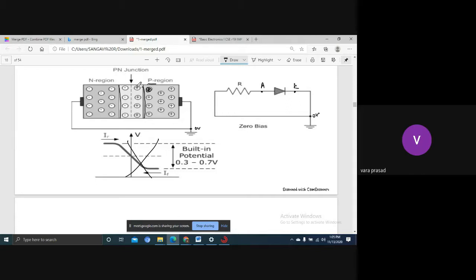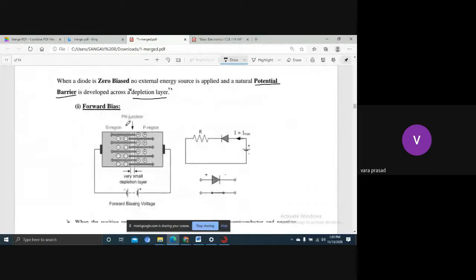It consists of positive charge and negative charge. Definitely it can provide some voltage. That voltage is 0.3 volts to 0.7 volts. But these we don't want. Here there is a barrier, a potential barrier.